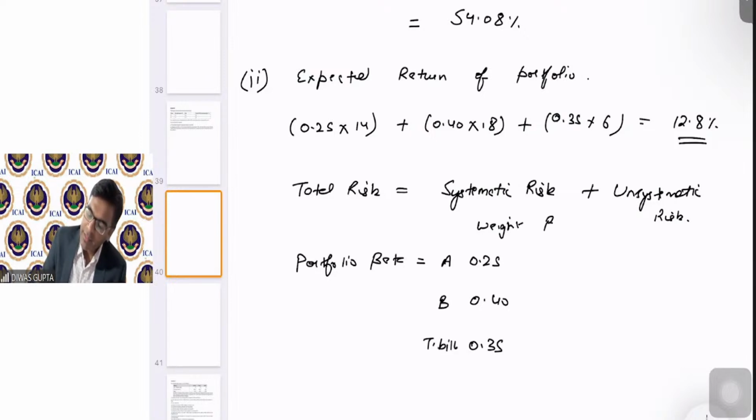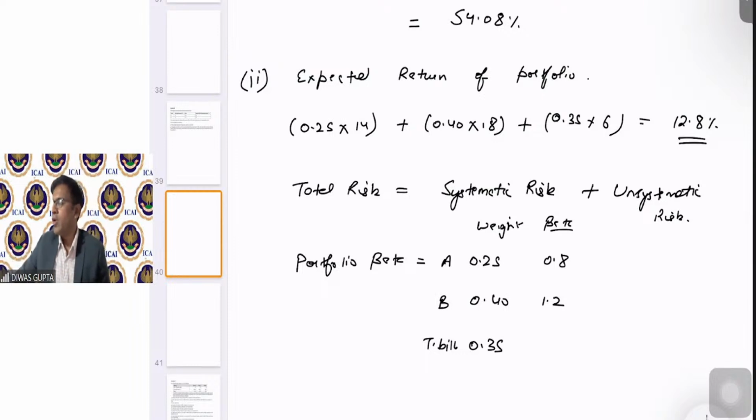Now tell me students, beta I'm mentioning here, which is 0.8, 1.2. Now I want an answer from all of you. What would be the beta of a treasury bill? What beta should we take for a treasury bill? It's not given in the question. Can you all try this?